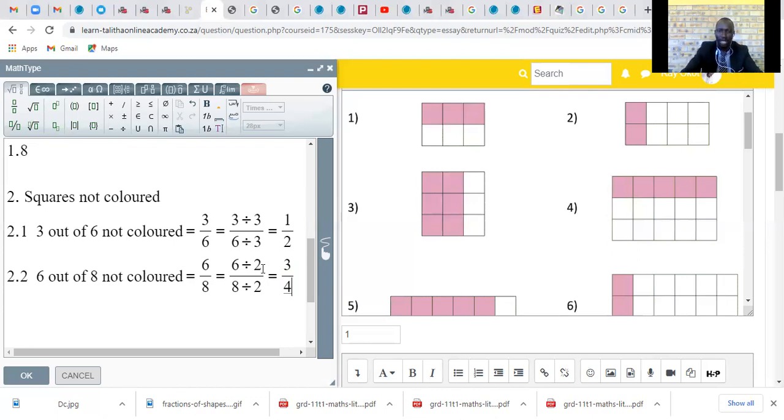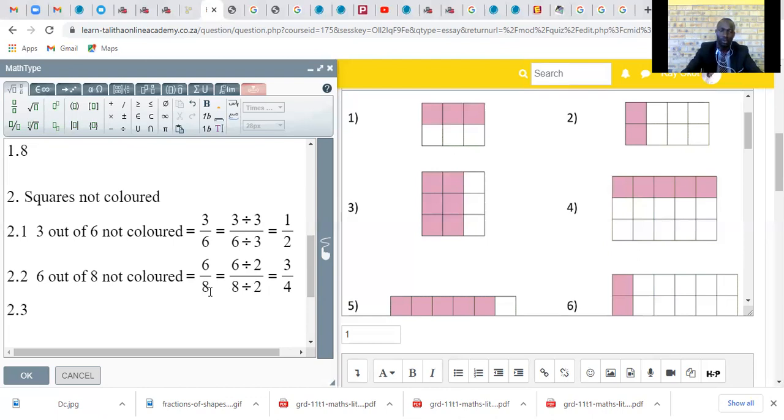Now, notice that stopping at this stage without reducing is not a problem. Okay? You can stop at this stage here, 6 divided by 8. That is equally fine. I'm just extending this so that you have a better understanding of how you can go ahead to simplify your expressions.